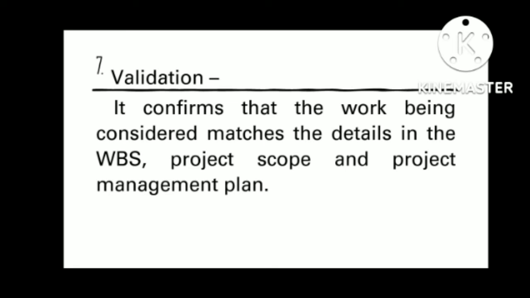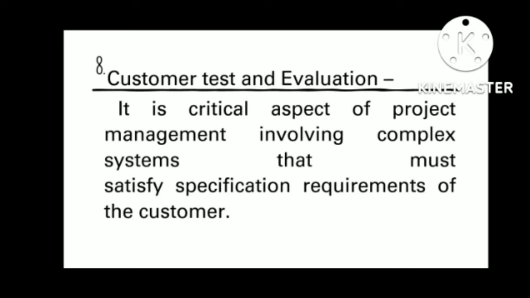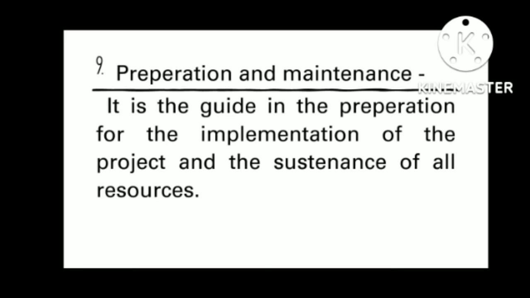Seventh, validation. It confirms that the work being considered matches the details in the WBS, project scope, and project management plan. The eighth is customer test and evaluation. It is a critical aspect of project management involving a complex system that must satisfy the specification requirements of the customers. Acceptance testing is basically done by the user or customers. Finally, number 9 is preparation and maintenance. It is the guide in the preparation for the implementation of the project and the sustenance of all resources.